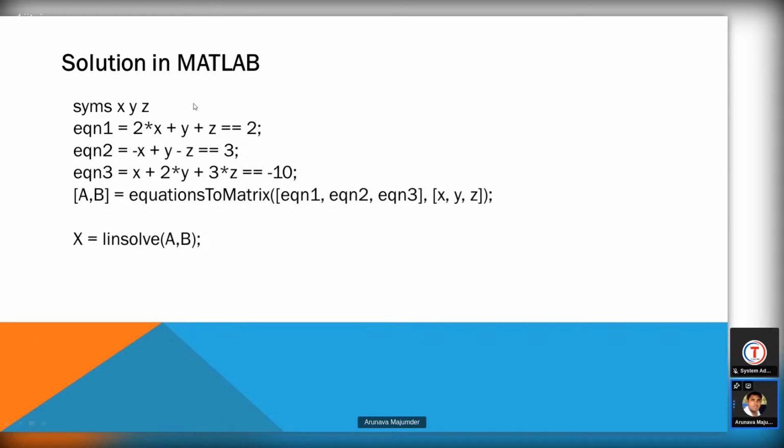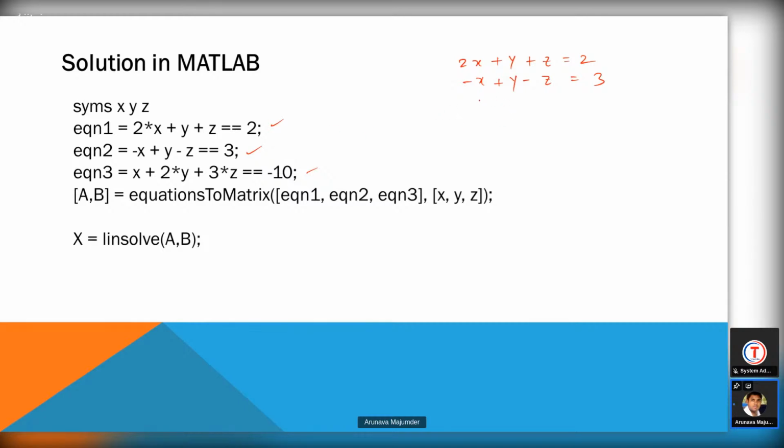So you can see here, this is a MATLAB code, and there are three equations, and the equations are written in MATLAB like this. This is equation number 1, equation number 2, and equation number 3. The equations are: 2x plus y plus z is equal to 2. This is equation number 1. The second equation is minus x plus y minus z is equal to 3.